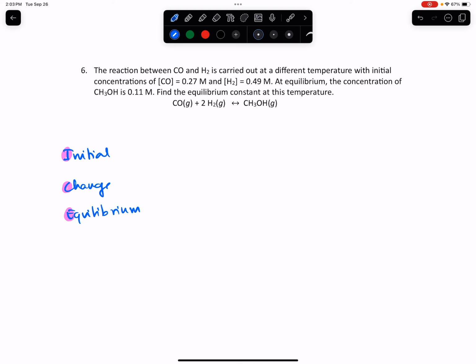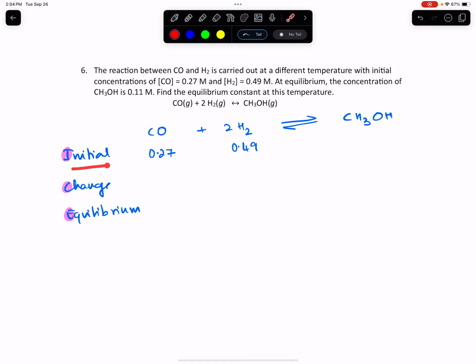We're going to write this reaction a little bigger, giving us a little space. I'm not going to worry about the phases. They're all in the same phase. So I'm just going to write carbon monoxide plus 2H2 gives us CH3OH. Once we have that, I'm going to write down what we have initially. We have 0.27 molar carbon monoxide, 0.49 molar H2, and because it's at its initial, the reaction just began, so there should be no product. Therefore that should be 0.00 molar.